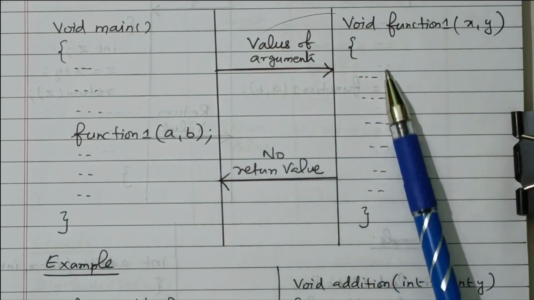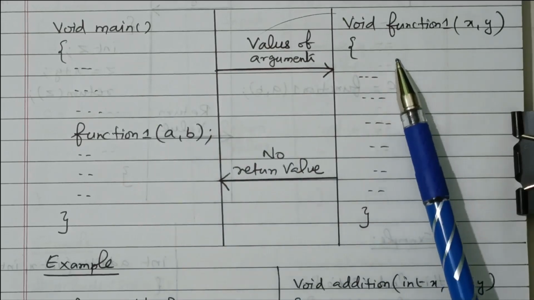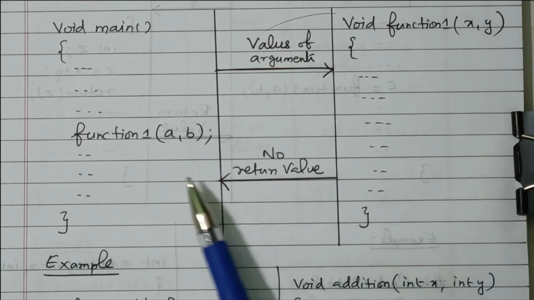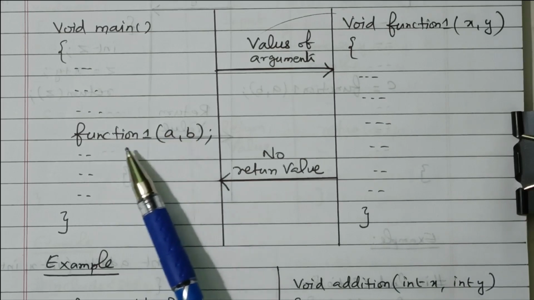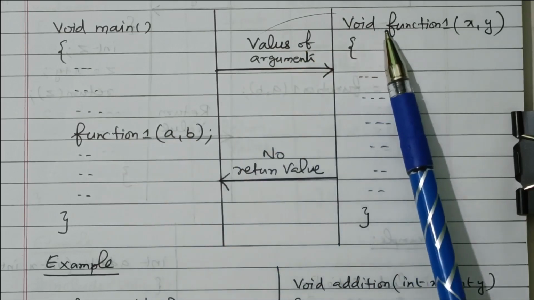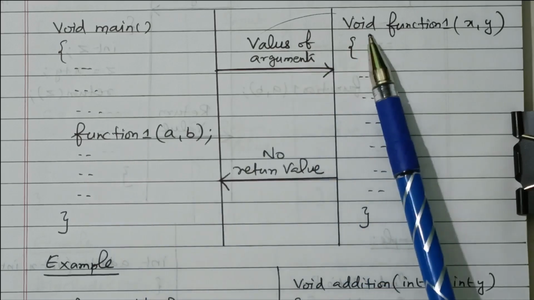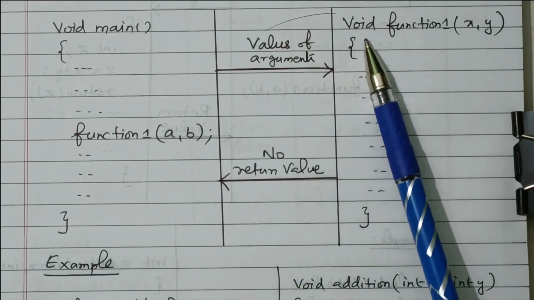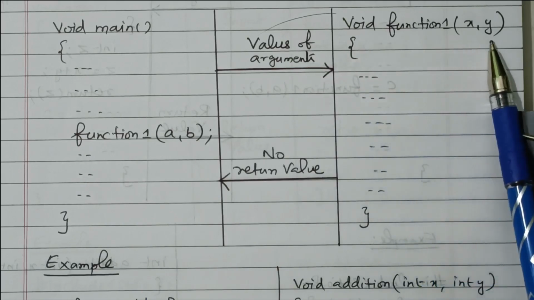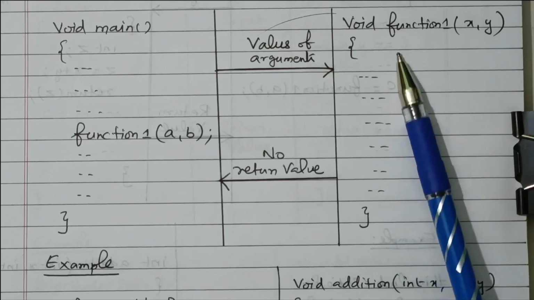This is called a function. It is also called a subprogram. This is the main program, and the function is also called a subprogram. So when the function is called, the control is transferred to the subprogram. That is, when function1 is called, it will go where the function1 definition is available. See here it is given: void function1(x, y). So this is a function definition.